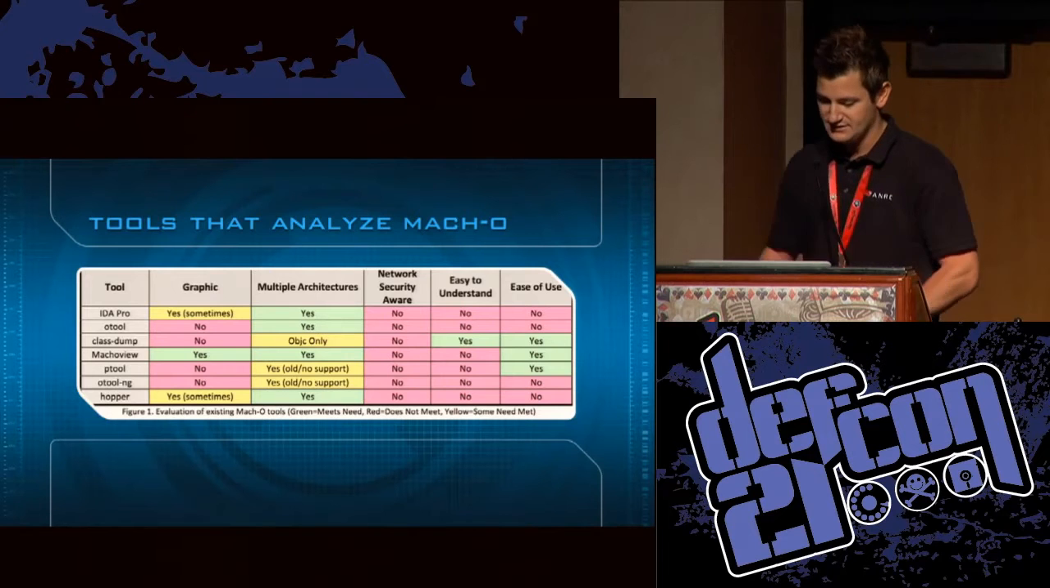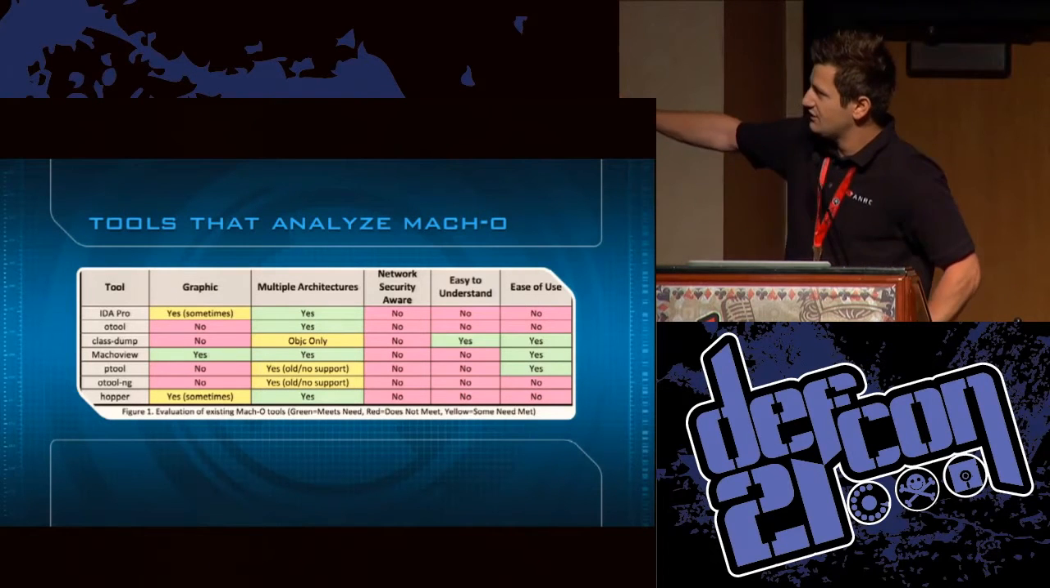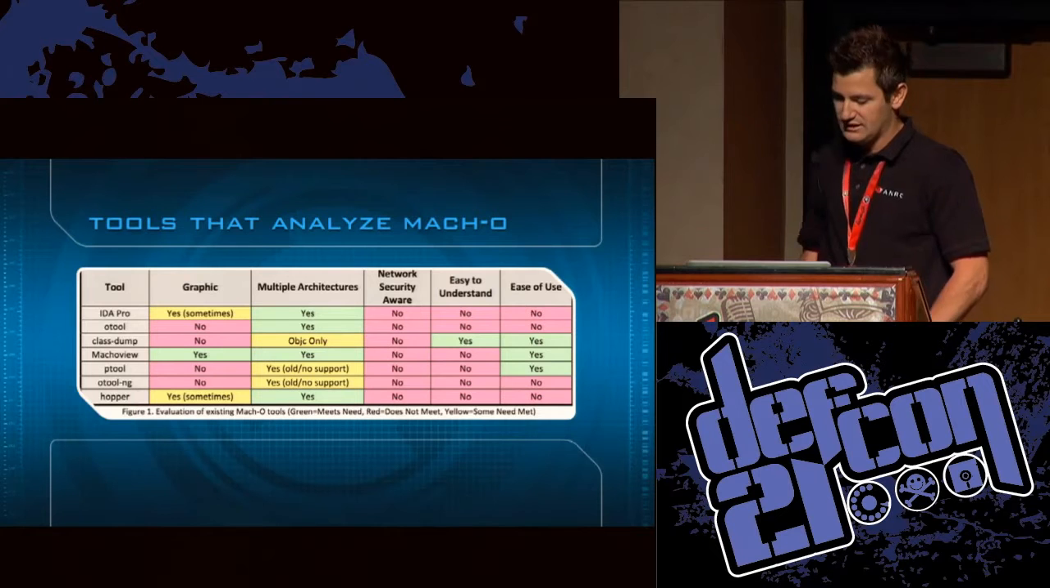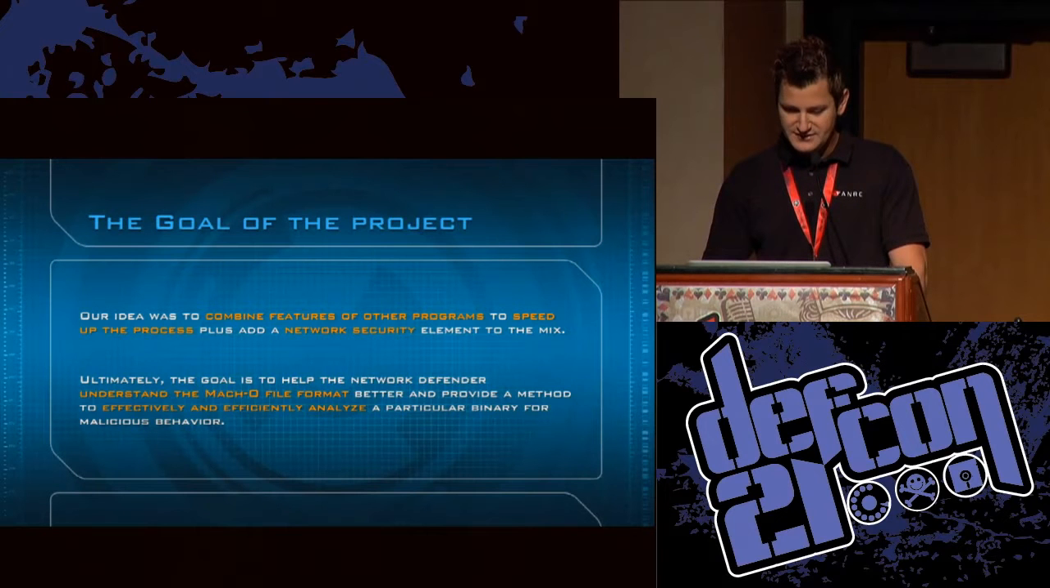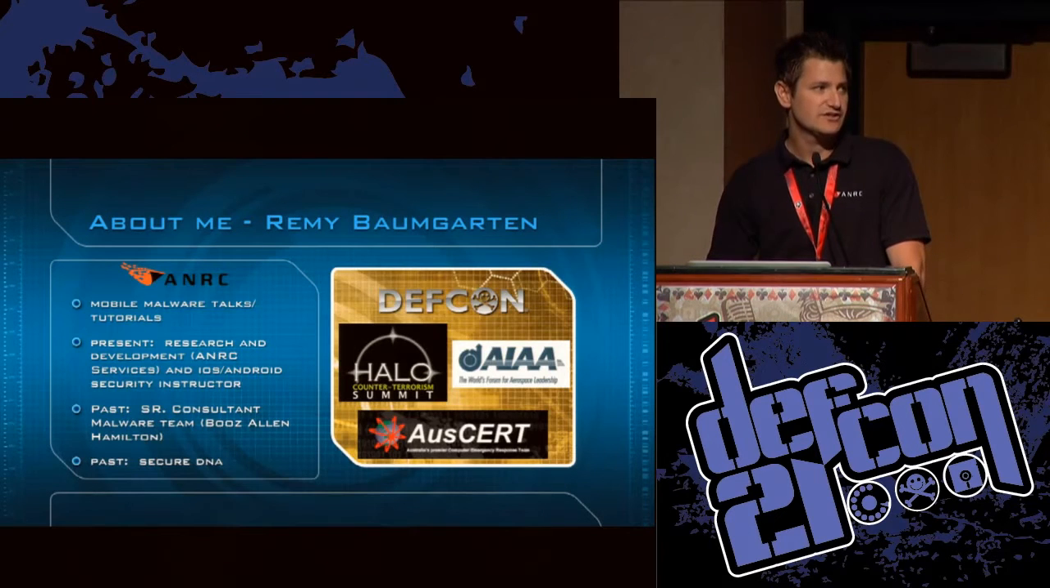So with this chart, some of it's arguable. I did the best that I could to my ability. However, there's 5 categories right here, and with MachoViz, I tried to do basically a yes check mark in all of them, and that's making it graphical, having multiple architectures, making it network security aware, easy to understand, and very easy to use.